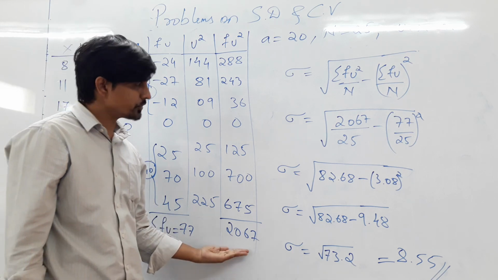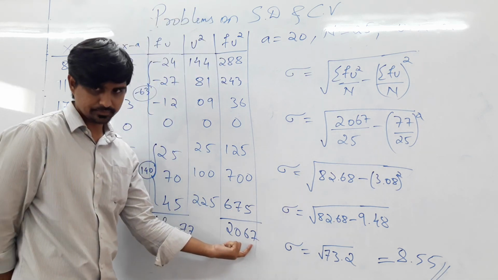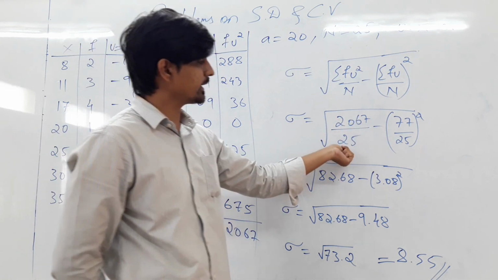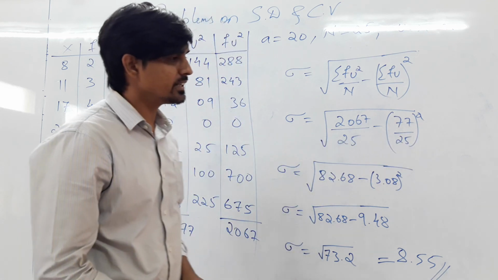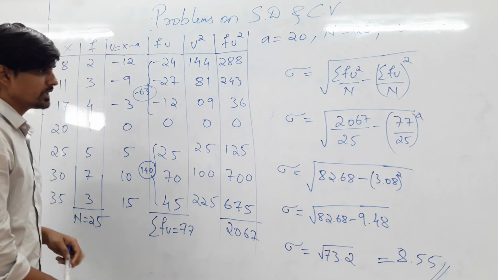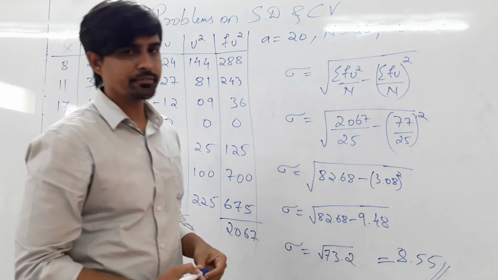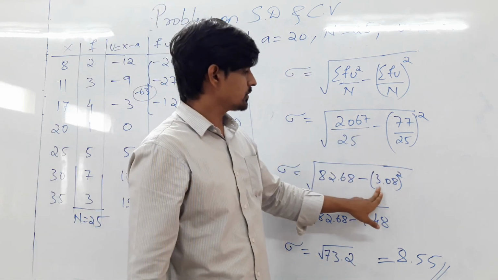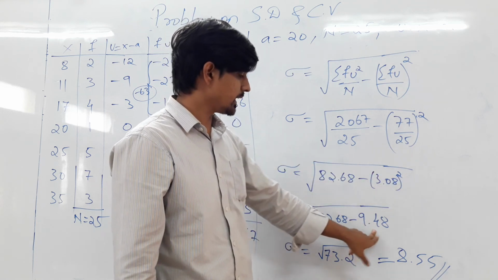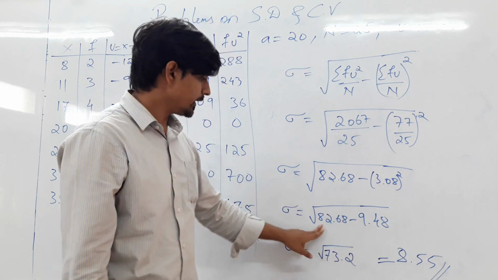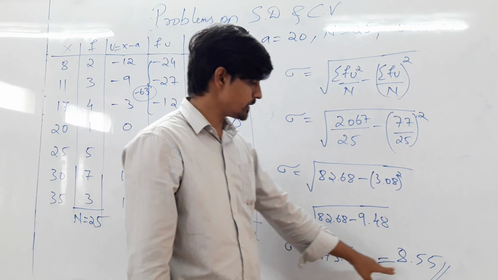Now you have to substitute all these values here. Summation fu square is 2067, divided by n is equal to 25, minus 77 by 25 whole square. 77 by 25 is 3.08, and that whole square comes to 9.48. Now 82.68 minus 9.48 will give you 73.2. So under root 73.2 is 8.55.